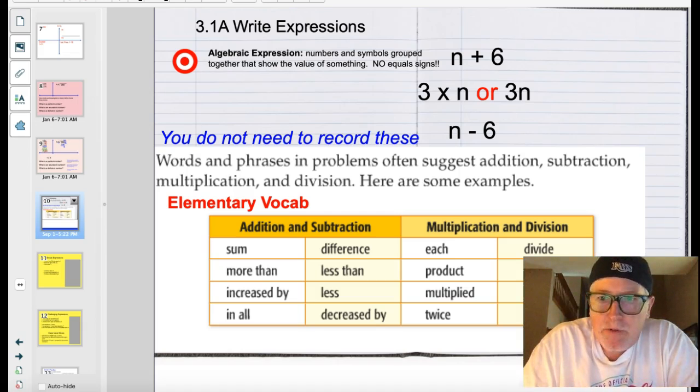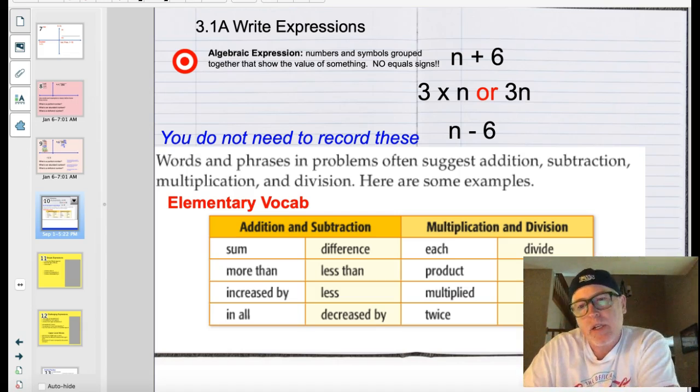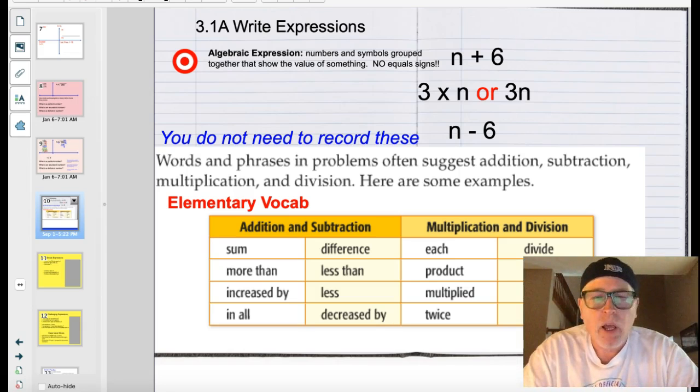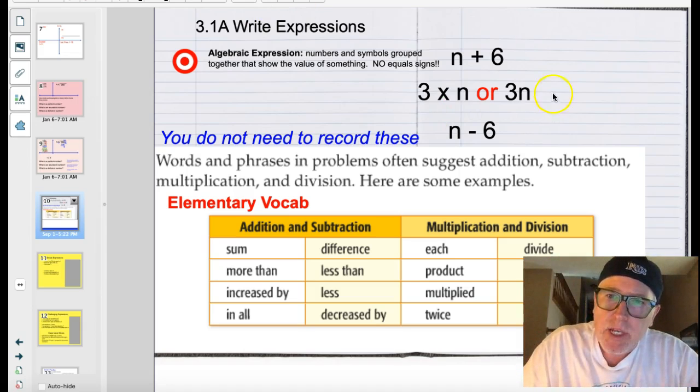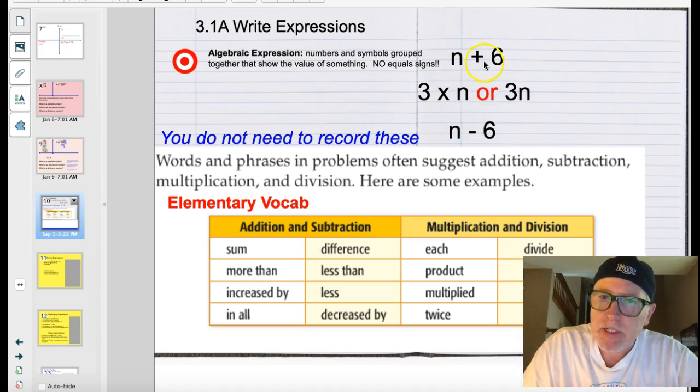Hopefully you got your pause problems and ticket to the show done and are ready to move on. Okay, just a quick review. Algebraic expression: a combination of numbers and symbols grouped together that show the value of something. There are no equal signs. Here are 3 great examples: n plus 6, 3 times n, or 3n, and n minus 6. This would be a number increased by 6. This would be 3 times a number. This would be a number decreased by 6.